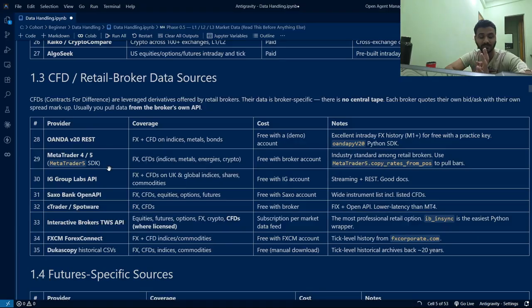MT5, you basically, if you make an account with any broker and you just install MT5 on your laptop or PC, you connect with that and you can fetch data and export it onto your laptop using a CSV file. Then you've got your IG Group Labs, Saxo Bank OpenAPI, cTrader, again free, almost free or freemium, right? Interactive Brokers, it's like subscription per market data feed, is the most reliable option and the easiest Python wrapper in terms of CFD brokers.